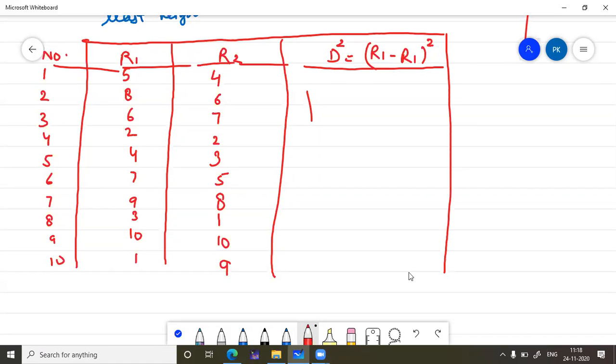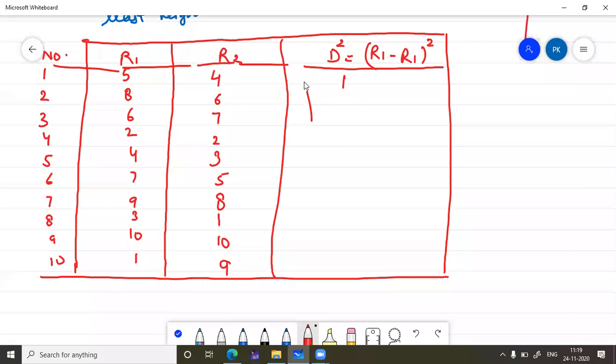Find out the difference, square of the difference between the ranks. So it's 5 minus 4, which is 1. Square of 1 is 1. 8 minus 6, 2. So it's 4. 6 minus 7, 1. 2 minus 2 is 0. 4 minus 3 is 1. 7 minus 5 is 2. So it's 4. 9 minus 8 is 1. 3 minus 1, this is 4. 0. And 1 minus 9 is 8. So the square is 64.